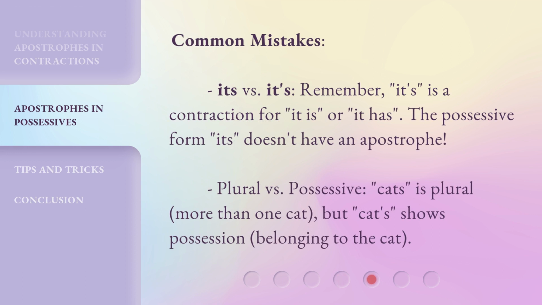Common mistakes. It's versus its. Remember, it's is a contraction for it is or it has. The possessive form its doesn't have an apostrophe. Plural versus possessive. Cats is plural, more than one cat, but cat's shows possession, belonging to the cat.